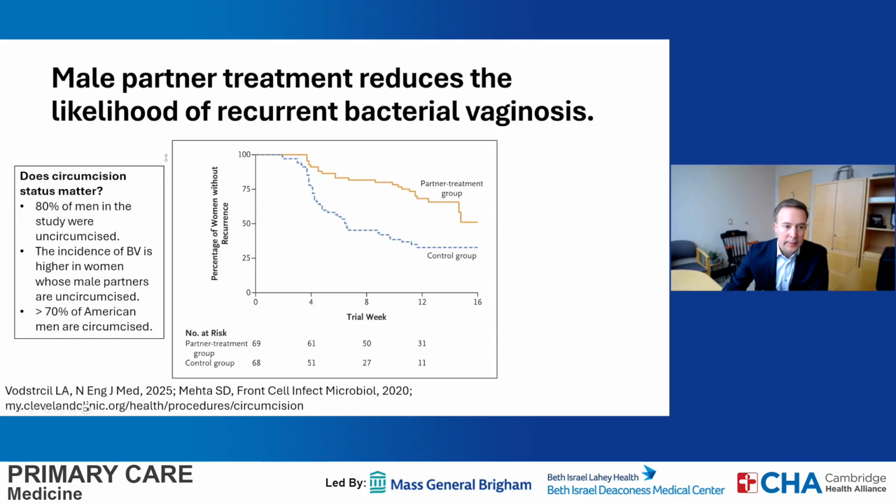One thing I would note, though, is that it is thought that circumcision status may matter in the context of recurrent bacterial vaginosis. 80% of the men in this study were uncircumcised, and we know that the incidence of BV is higher in women whose male partners are uncircumcised, but more than 70% of American men are circumcised. So we don't know if the same effect would be seen in a population of men in which many or the majority are circumcised. I would not use that as a reason not to provide this treatment if there is a male partner who is willing to take it.